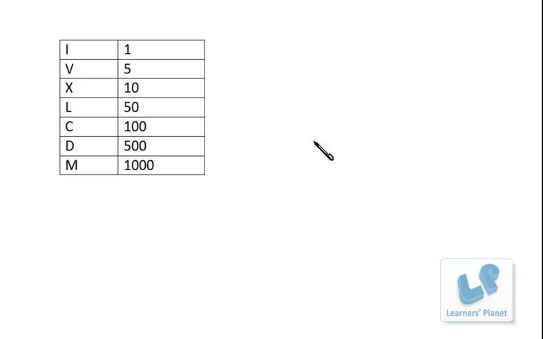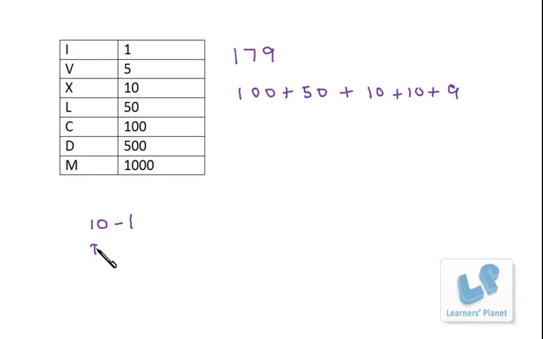Now we try to write 179. Now it's 100 plus 50 plus 29, but 29 has to be broken up into 10 plus 10 plus 9. Okay, now we do not have any symbol to represent 9, so how will 9 be represented? It is 10 minus 1. And how do I write 10 minus 1? If I write I before X, it will be 9.